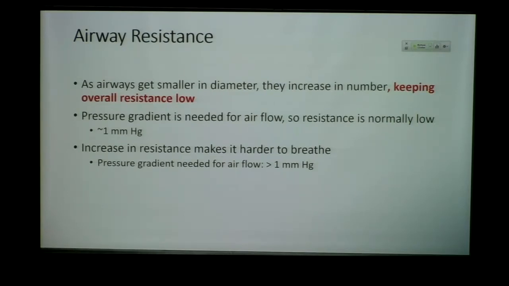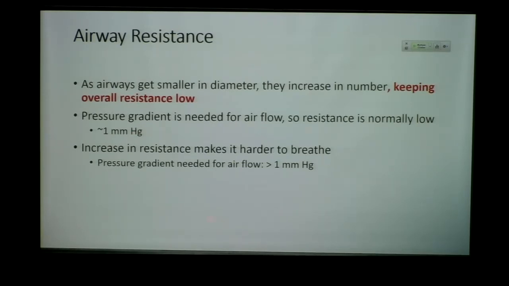Now, in order to keep resistance low, we must have a pressure gradient that's going to keep air flowing. And so the amount of resistance we typically see is about 1 millimeter of mercury throughout the bronchial tree. So in order to facilitate inspiration and facilitate breathing, we must always have a pressure gradient that's greater than that 1 millimeter of mercury, okay? I'll say that again. So the resistance that we see is usually low, but it's still there, right? 1 millimeter of mercury. And so in order to maintain flow, we must have a gradient that's greater than that 1 millimeter of mercury in order to account for that small amount of resistance that is still present.